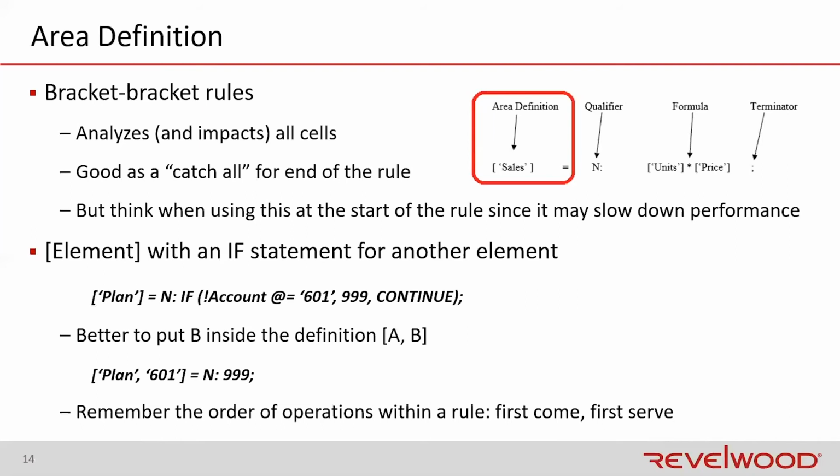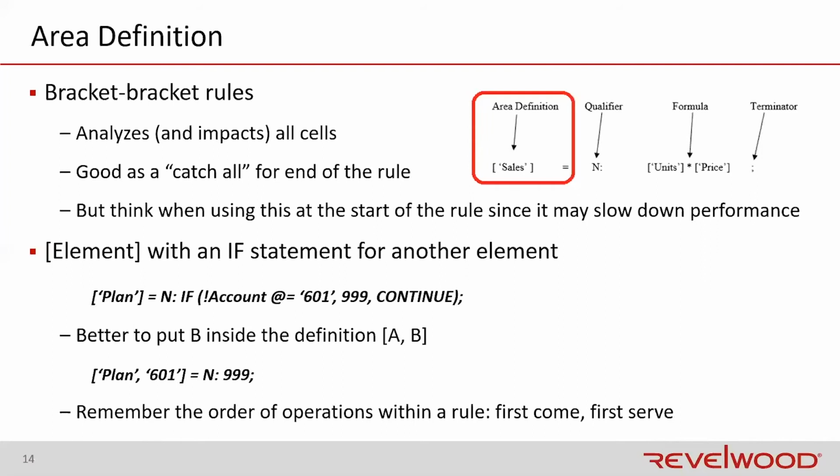Whenever possible, if you know the result of that if is going to be a single value or some kind of a group of values, put it on the left side. It's better to put the component inside the definition. Instead of saying left side, A equals if, comma, whatever, B, just make it A, comma, B on the left. Instead of saying if the account is 601, say plan, comma, 601 equals. Sometimes this comes into play.